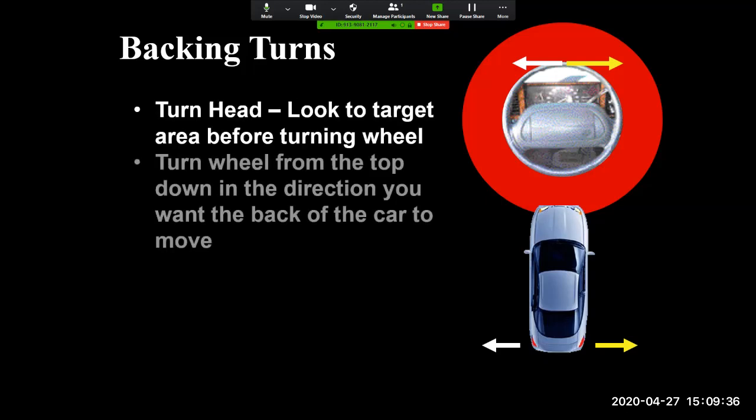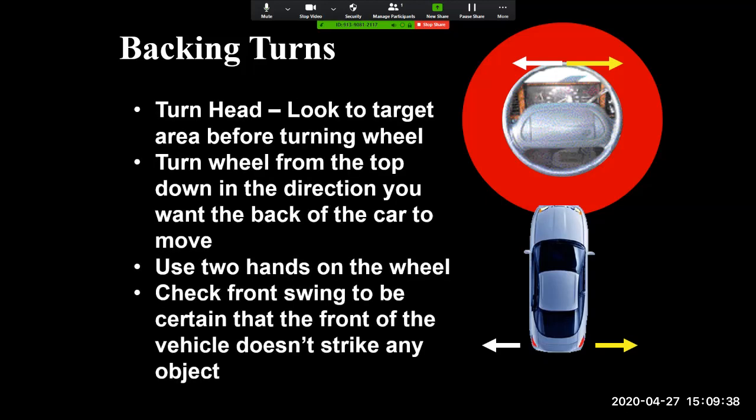Okay, so backing while turning requires this. Turning your head, turning the wheel in the direction you want to go. If you're turning your head, you're looking out of the back of your car. If you want to turn the car to the right, you're going to move the wheel to the right. If you want to turn the car to the left, I'm going to move the wheel to the left. And yes, now we're talking about where do we want the back end to go? Do we want the back end to go to the left? Wheel left. We want the back end to go to the right? Wheel right.